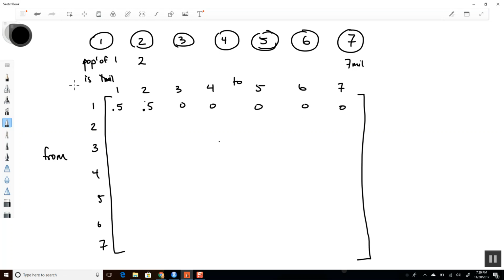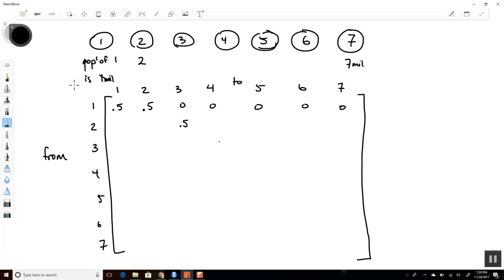Okay. All right, let's say I start at island 2. I'm going to wake up, flip a coin, and propose either moving to the left or moving to the right. Let's say I propose moving to the right. What's the probability I'm going to end up at island 3? That's going to be 0.5, right?